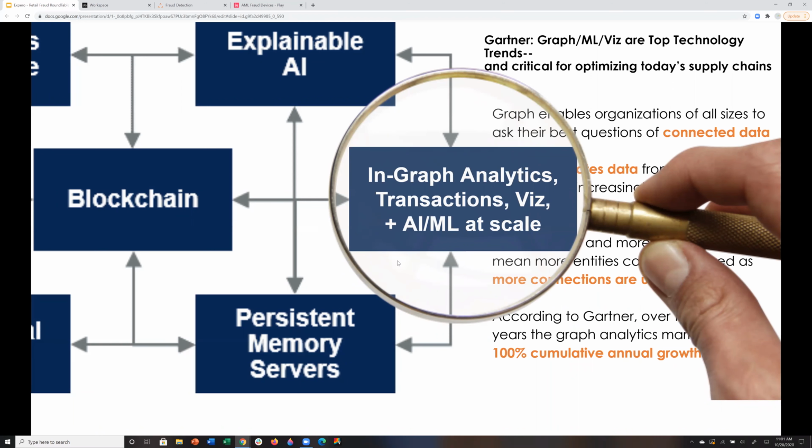We're not talking about just graph analytics, but in graph analytics, in database analytics, we're talking about transactions, with the flow of commerce through the various channels, visualization, and Graham in particular is going to talk about the artificial intelligence, machine learning angle at scale. So we're going to go ahead and dig in a little bit deeper right now.